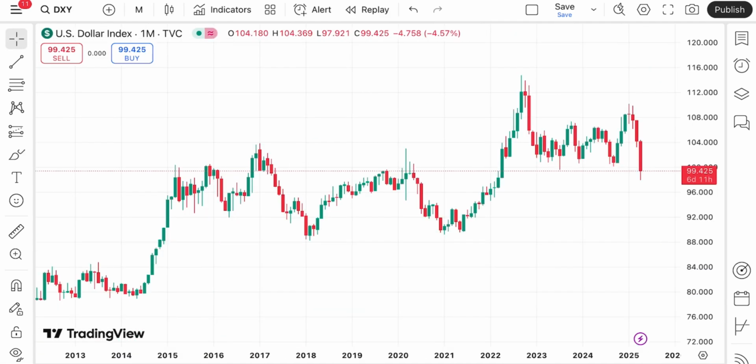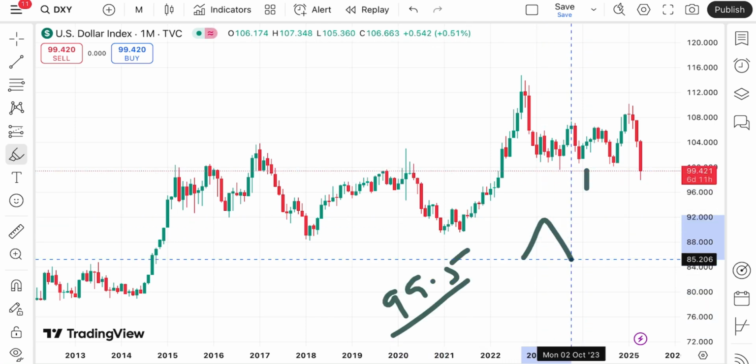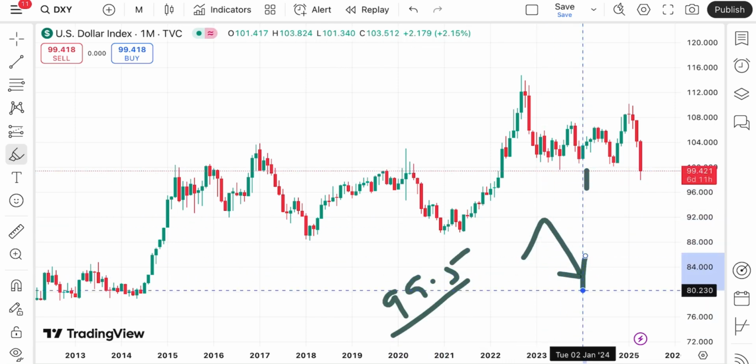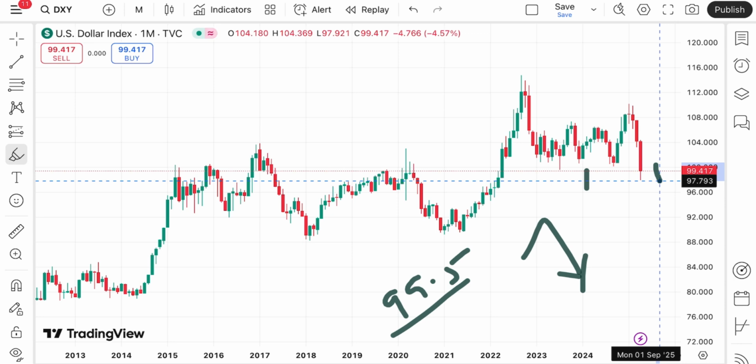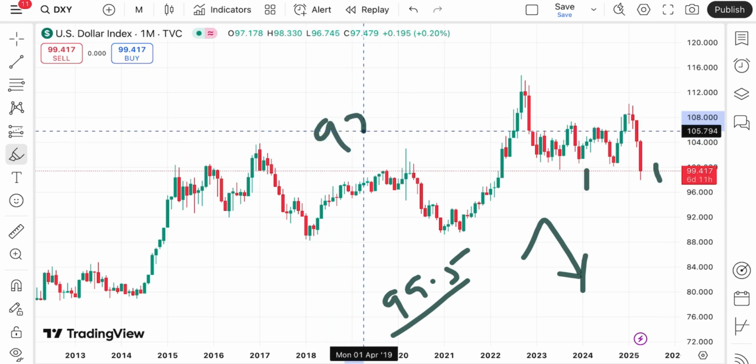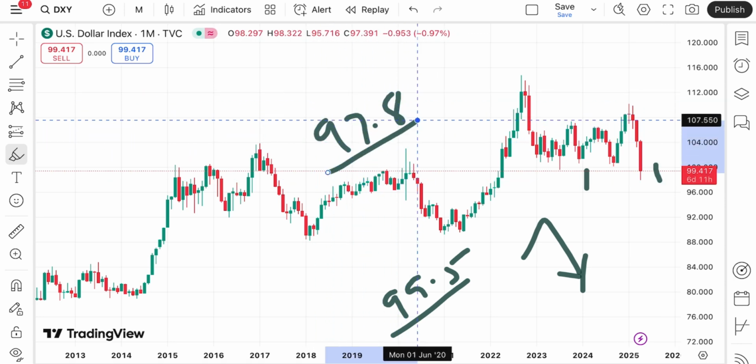If you look at the dollar index, it has moved out after a long time, from March of 22. We have not seen this level, so chances are high a bounce back can come at this level, and once it starts falling below this level, chances of touching a level of 97.8 are there.